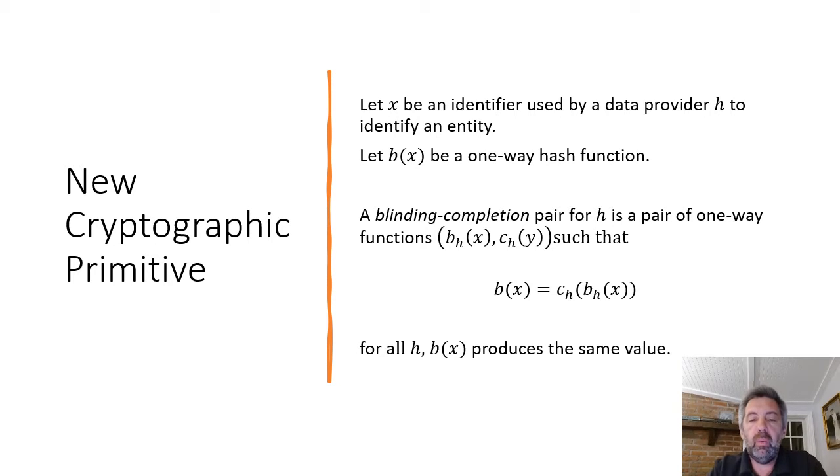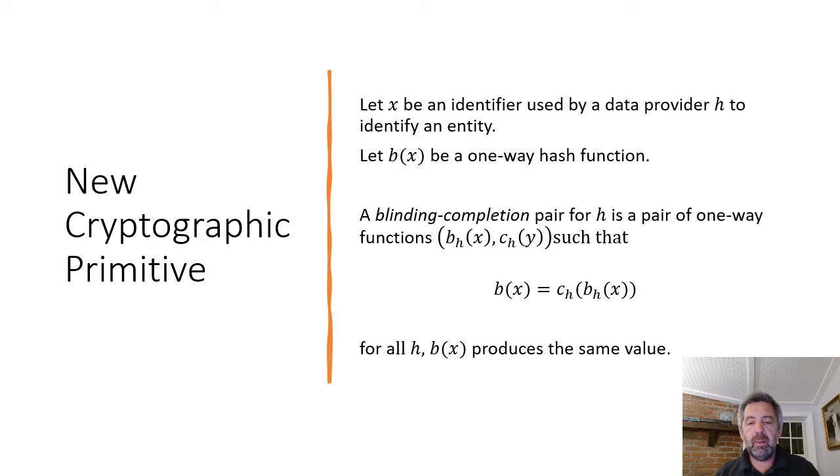First, we will define a new cryptographic primitive. So if X is an identifier used by a data provider H to identify an entity, we let B of X be a one-way hash function.